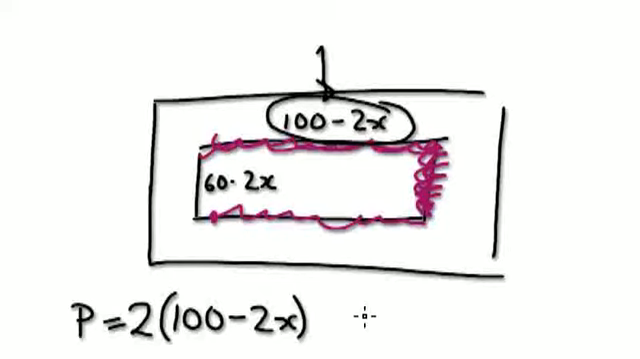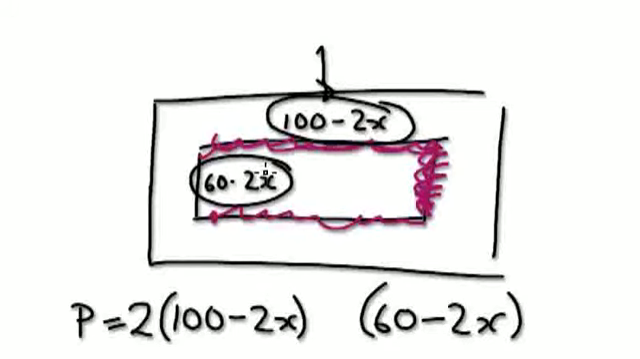This length here is 60 take away 2x. Remember, this exists in a bubble because we've got to work this out first, and then we times by 2 because there are 2 lots. But basically, all these lengths are plus each other. So it's like that.